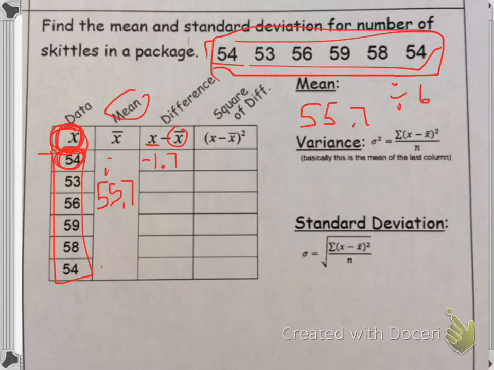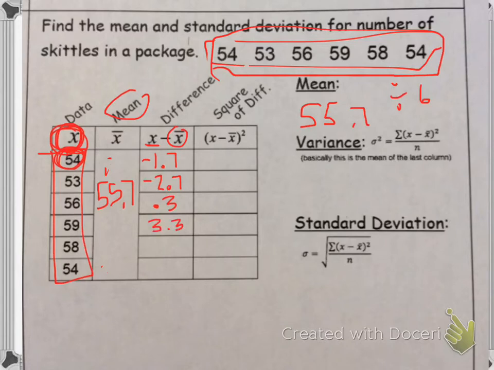Then I do 53 minus 55.7. And when I did that, I got a negative 2.7. Then I do 56 minus 55.7. When I did that, I got 0.3. Then 59 minus 55.7.